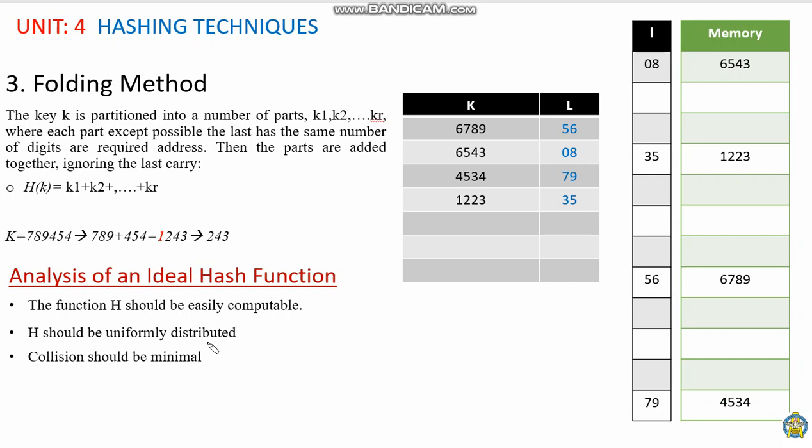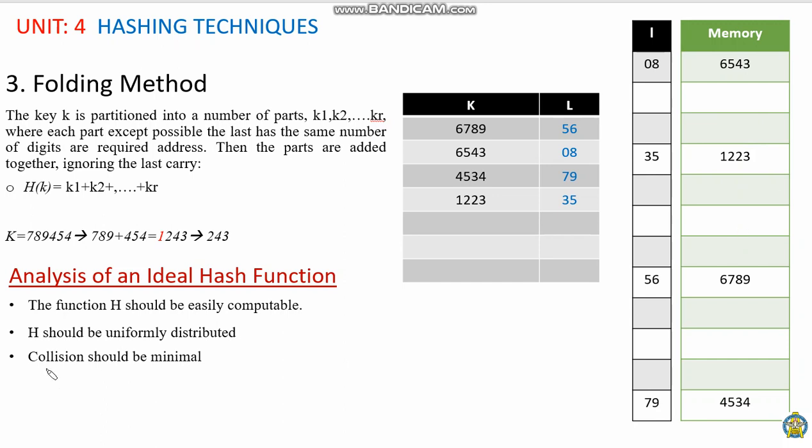Next is an analysis of an ideal hash function. When is a hash function ideal or the best? It should have the following properties. The function h should, of course, be easily computable, that means easy to compute. It should also be uniformly distributed. That means it should distribute the records uniformly, so that they don't get clustered or cause something called collision.